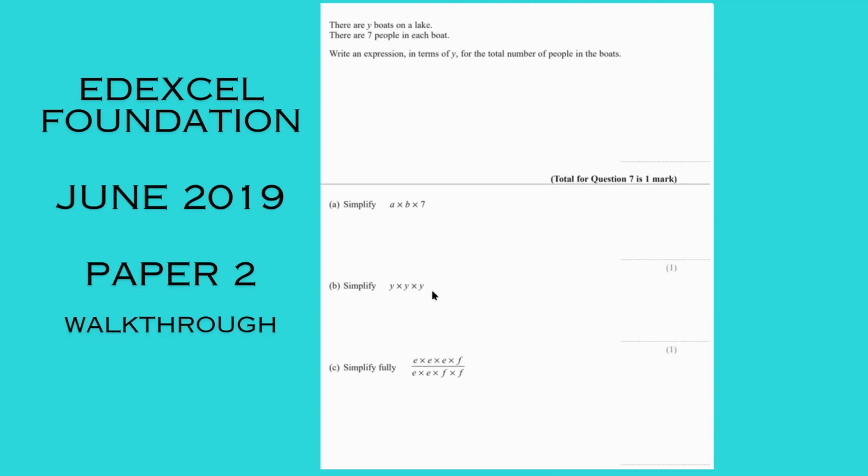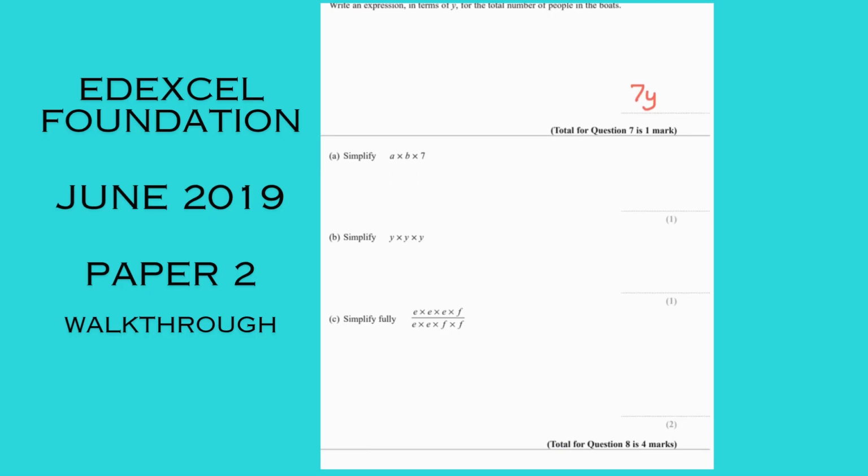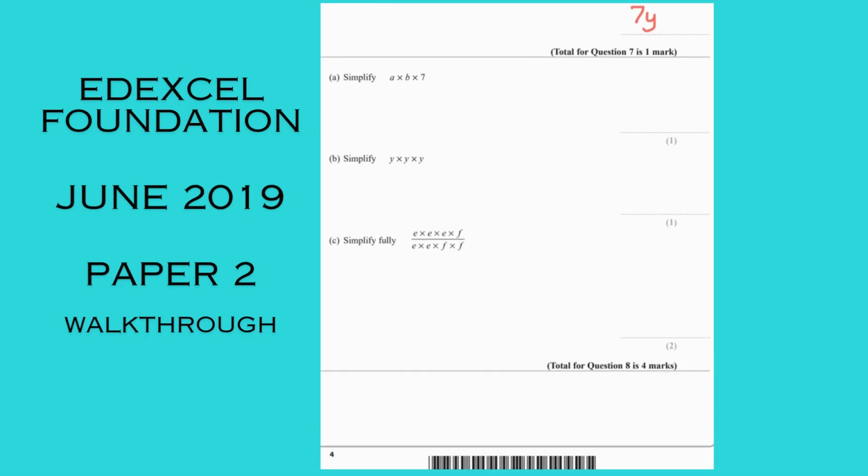On to question 7. There are y boats on a lake, 7 people per boat. So the number of people is 7. If there were 2 boats, it'd be 7 times 2. There are y boats, so it's 7 times y. On to some simplifying algebra.